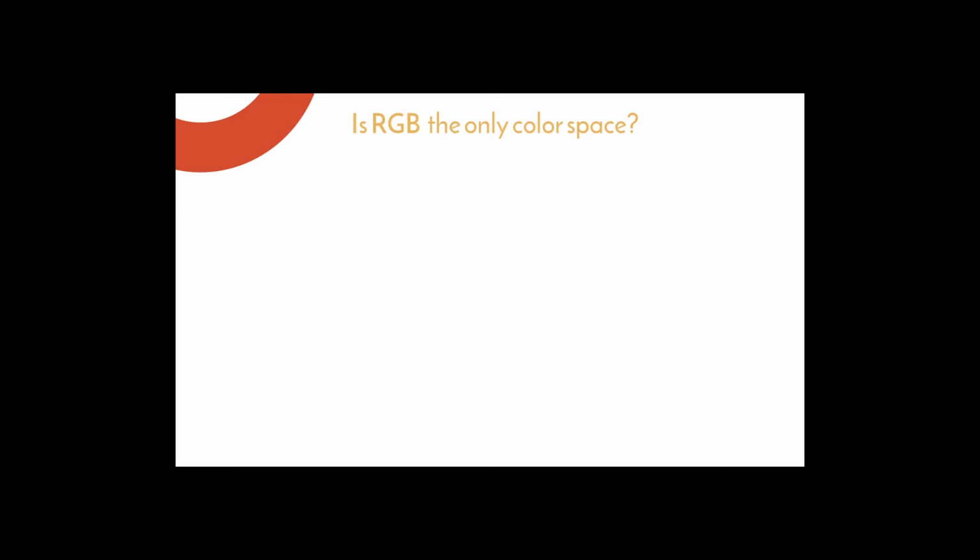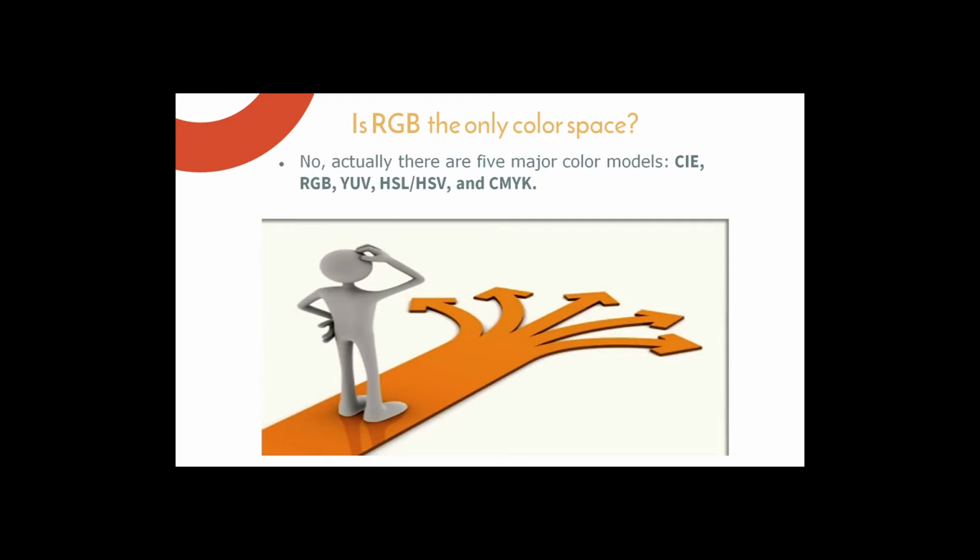We can compare this to a 3D space where R, G and B serve as the reference axes for red, green and blue. But is RGB the only possible reference for the color space? No. In fact, we have a total of 5 major color spaces. That is CIE, RGB, YUV, HSL, also called HSV, and finally CMYK. We will now be going through each of the color spaces and examine their features closely.